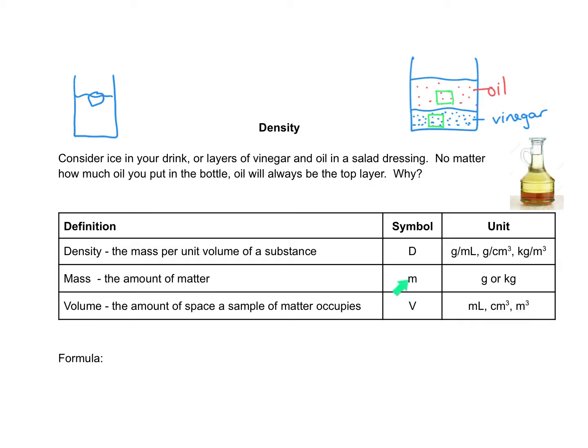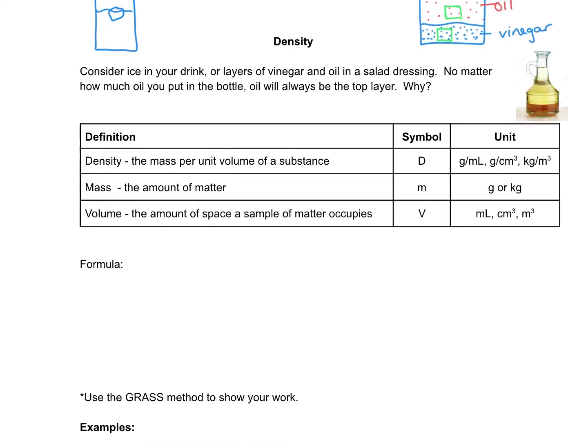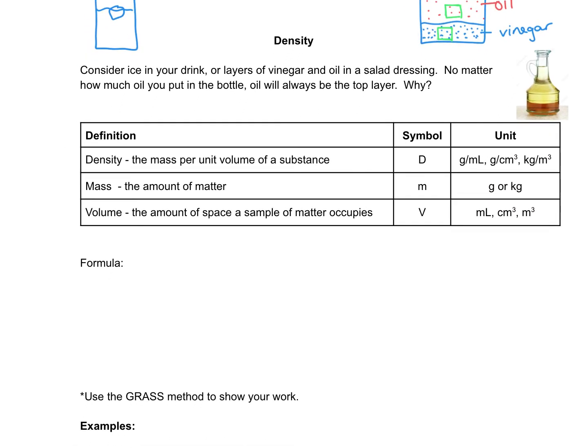So you'll notice here lowercase m for the mass and a capital V for the volume. So please make an effort to use these lowercase and uppercase letters. Density we see with a capital D. So I'm going to look now to develop the formula that relates density, mass, and volume.